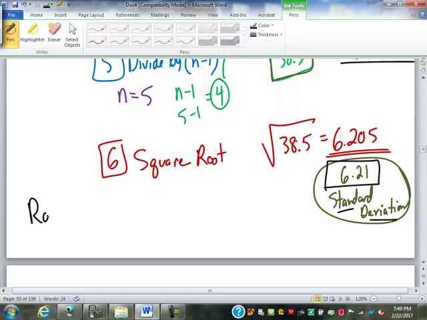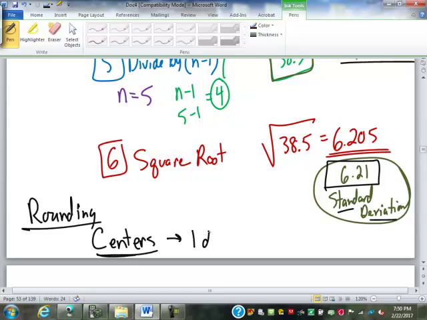A little comment on rounding. Calculating a measure of center: the mean, the median, the mode, or the mid-range. You go 1 decimal place past the data. For these data sets I've been giving you, they're to the nearest 1. So you'd round the measures of center to the nearest tenth if they had to be rounded.